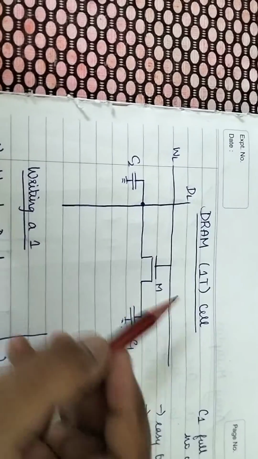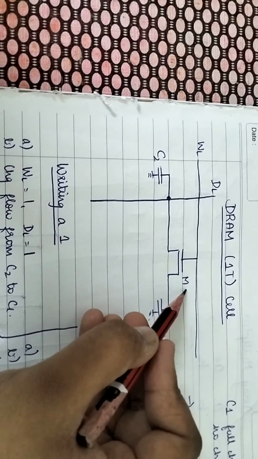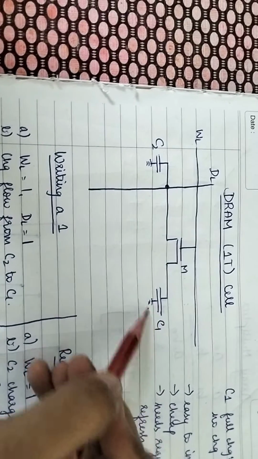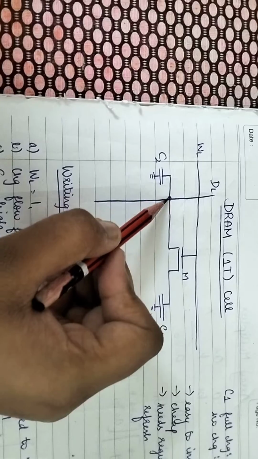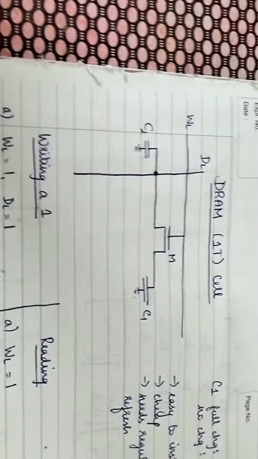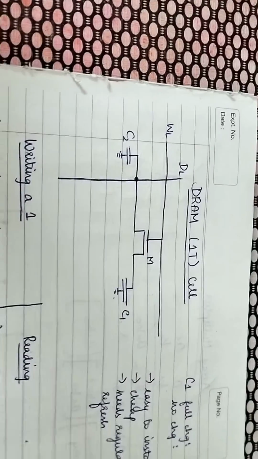Now these two, there is no connection at this point. There are just two lines. And from the data line, we have a transistor connected. This M refers to the memory cell or the transistor. This transistor over here is connected to capacitor 1, and on the other side it is connected to capacitor 2 and also through the data line. So how is any piece of information stored in this dynamic RAM cell?